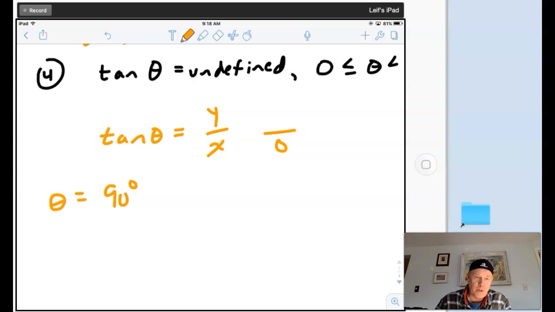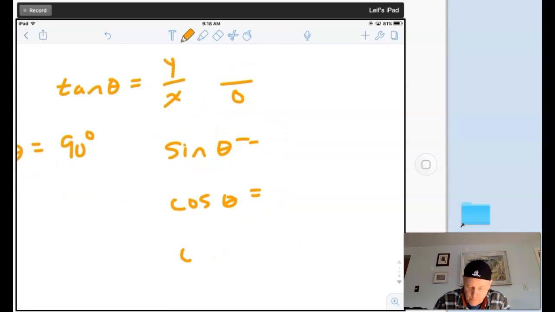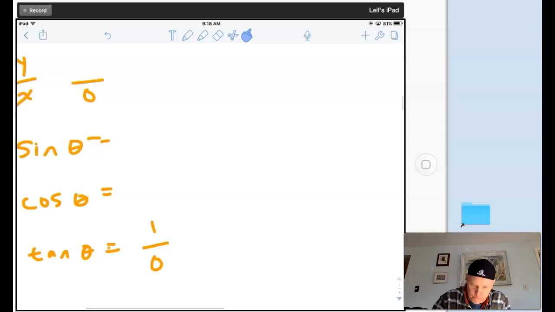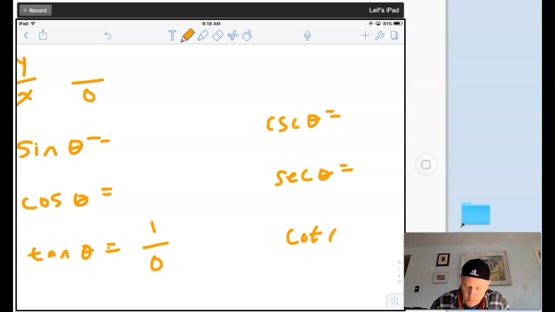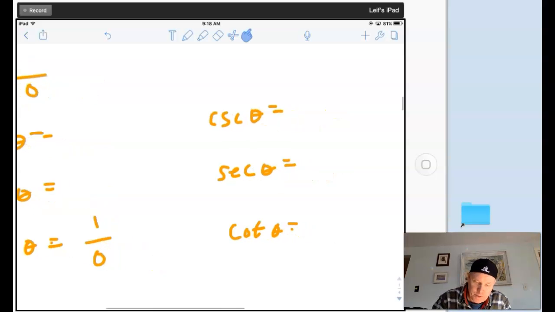I know that it's 90 degrees, so now I need the sine of theta, the cosine of theta, and I have the tangent. It turned out to be 1 over 0, which means I'm going to have the cosecant of theta, the secant, and the cotangent of theta. So cotangent, that's pretty easy. 0 over 1 will be 0.